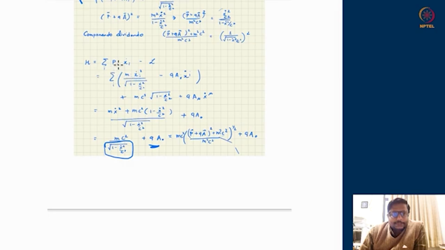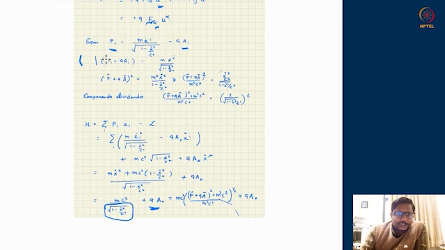The Hamiltonian is pi xi dot minus the Lagrangian. Pi I already know is m xi dot divided by this square root factor, plus qai. So the Hamiltonian will be pi xi dot, so both the terms here and here will get multiplied with xi dot. These are the two terms, and this is the Lagrangian subtracted out. Now you see again, open it up. This is again simple algebra. You should do it as a homework exercise.